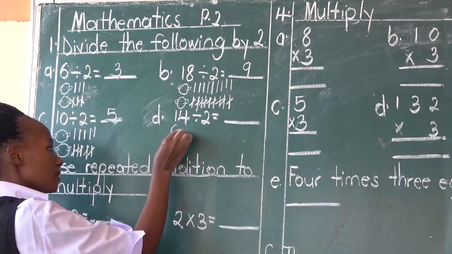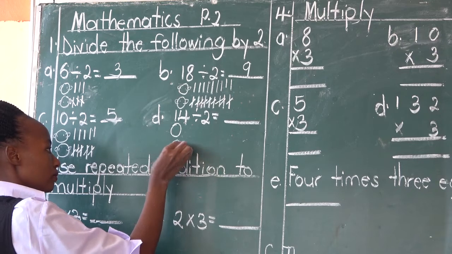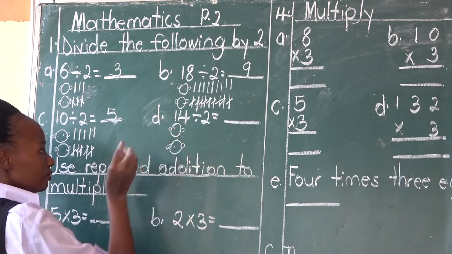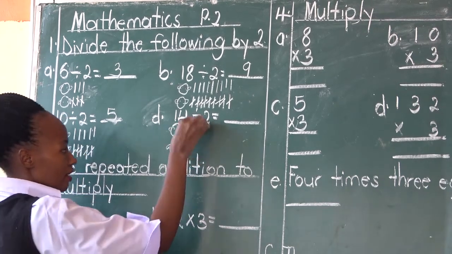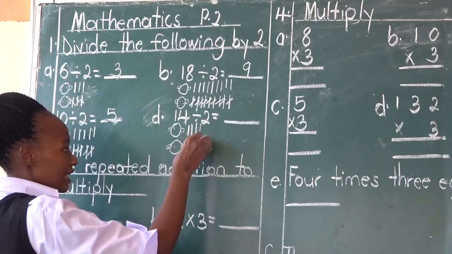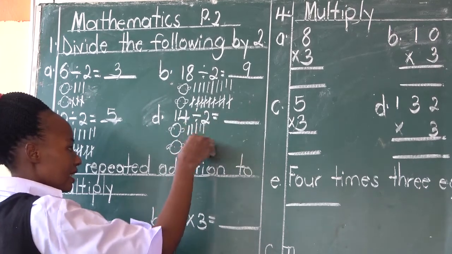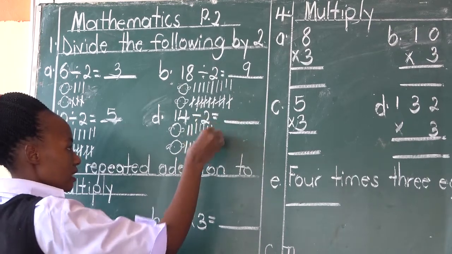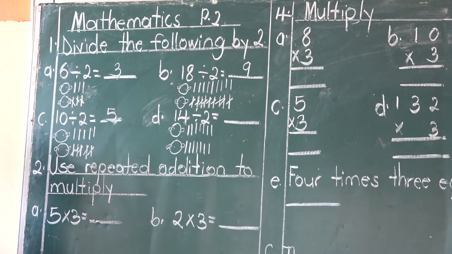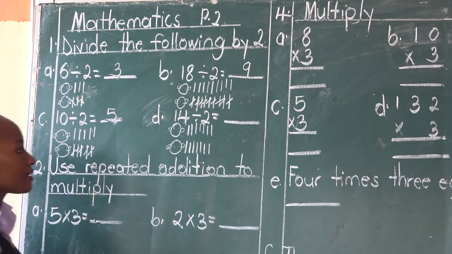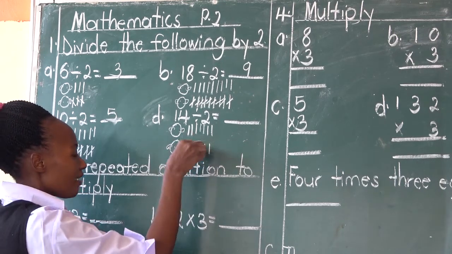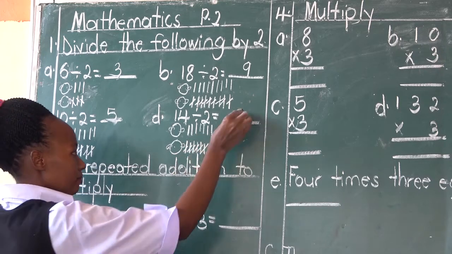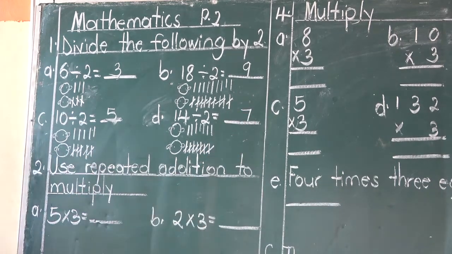Let's draw our 2 heads. 1, 2. Now we are sharing 1, 2, 3, 4, 5, 6, 7, 8, 9, 10, 11, 12, 13, 14. After sharing the 14, now we are counting sweets for 1 head. 1, 2, 3, 4, 5, 6, 7. We put our answer there. Okay, let's go to our next number.